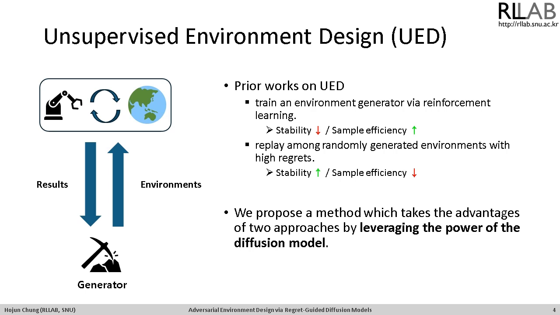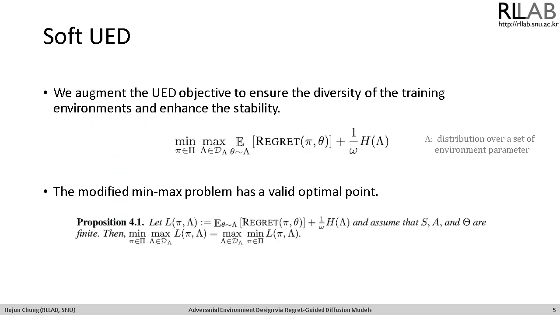To overcome these limitations, we propose a novel UED algorithm that leverages the power of diffusion models. First, to make UED suitable for using a diffusion model as a generator, we introduce soft UED, which augments the regret objective of UED with an entropy regularization term. By incorporating the entropy term, we can ensure the diversity of the generated environments. We also show that the modified minimax problem has a valid optimal point, so that we can learn a desired policy if it reaches the optimal point.